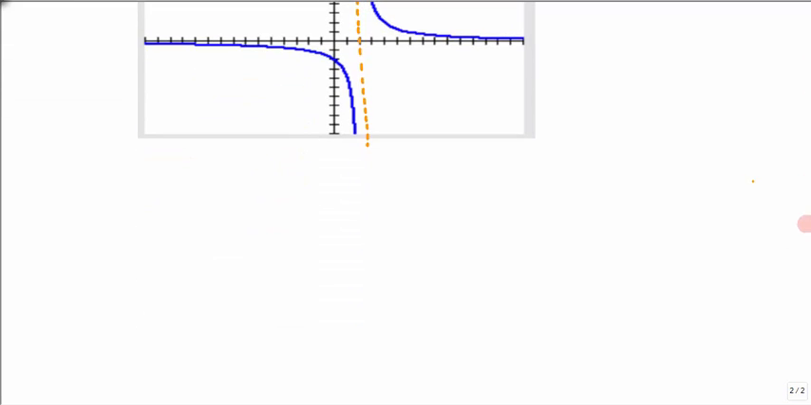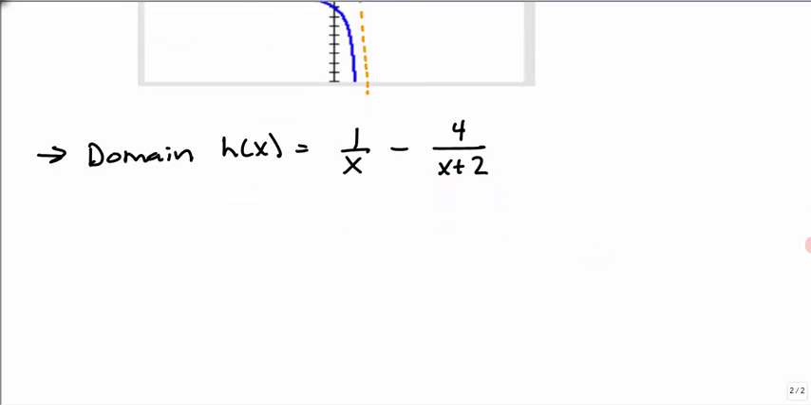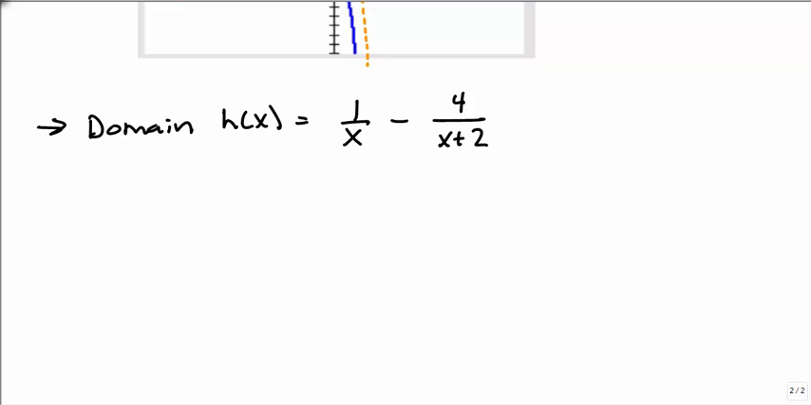Okay, let's go ahead and look at another example. Sometimes you could have more than one denominator, and again we're trying to find our domain here. Let's go ahead and look at the function h of x equals 1 over x minus 4 over x plus 2. Well, right now I can see there's no square root sign, so let's go ahead and go with the denominators. This one says x cannot equal 0, and this one says x plus 2 cannot equal 0. So these are my domain restrictions.